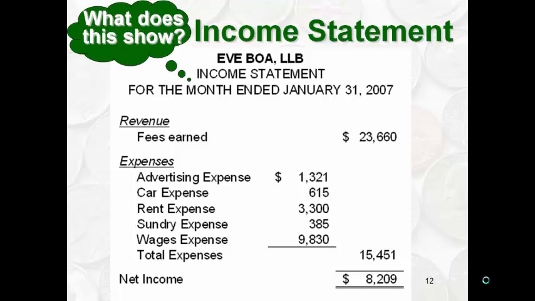First of all, what does the income statement show? Well, if we look at the bottom here, it shows net income or net loss. Another word for net income is profit. In this case, we have a net income. If this was a negative number, we would not say net income, we would say net loss. So we use those terms interchangeably. Profit and loss, on an income statement, you would actually phrase as net income or net loss.